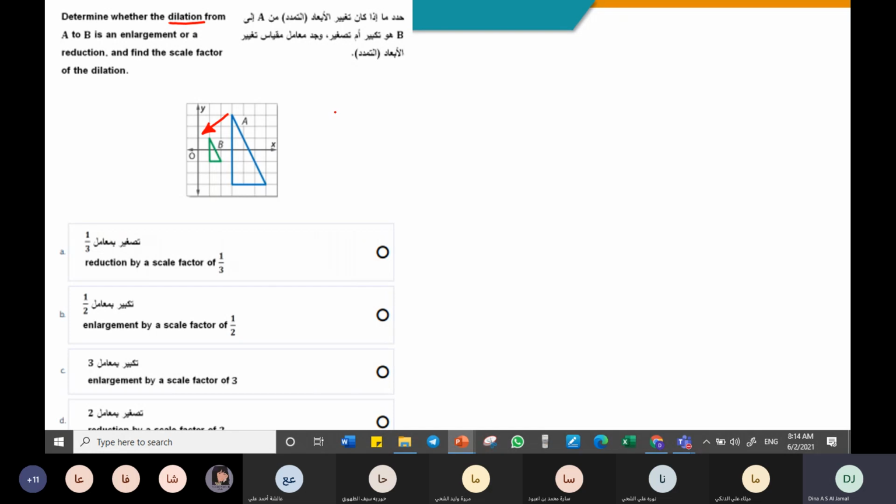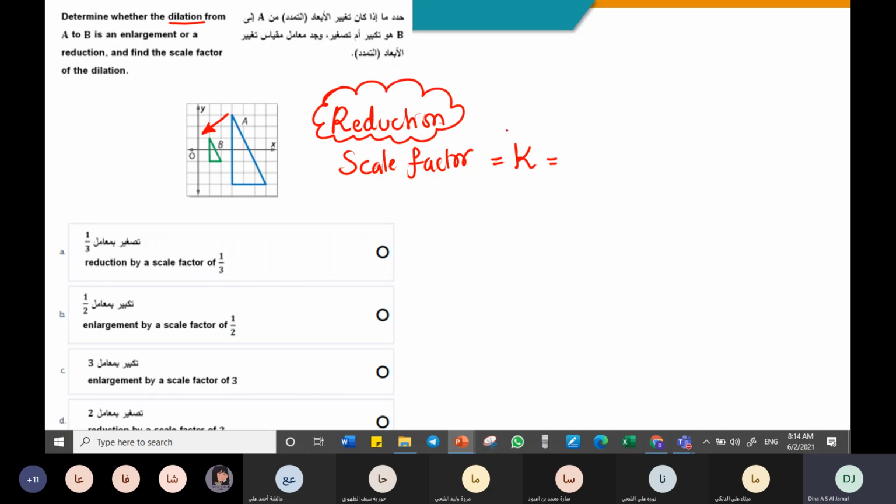Am I having an enlargement, which means it became bigger, or a reduction, which is smaller? So what do you think? From A to B, what happened? Reduction. Excellent. So what will be the scale factor now? The scale factor, which is K: since it is a reduction, pay attention, and this is really tricky. Since it is a reduction, you need to choose something that is less than 1.